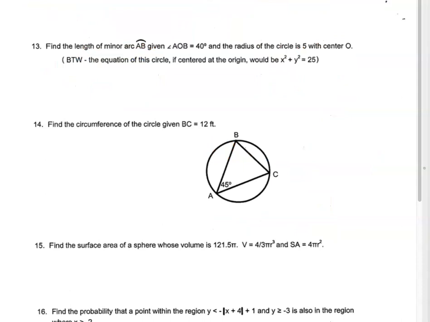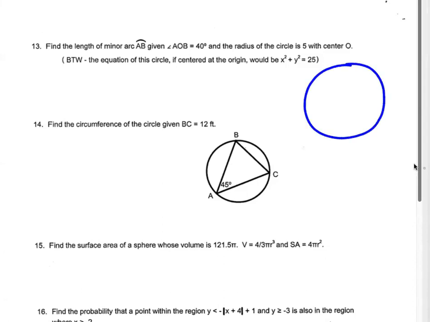All right, question 13. It says find the length of the minor arc AB if we know that angle AOB is 40 degrees and the radius of the circle is 5 and it has center O. All right, so they didn't give us a picture. Let's figure out what that would look like.